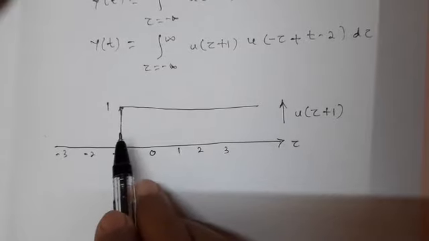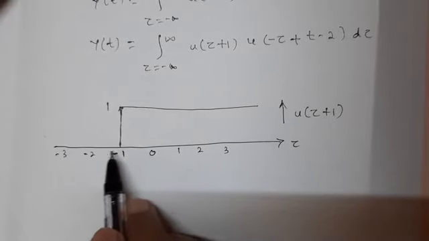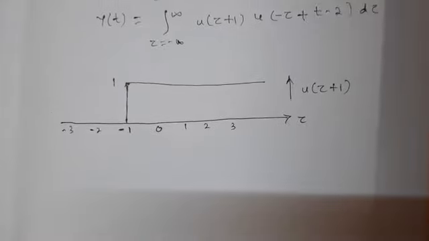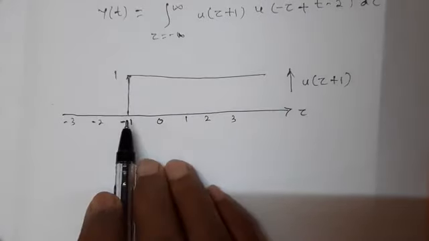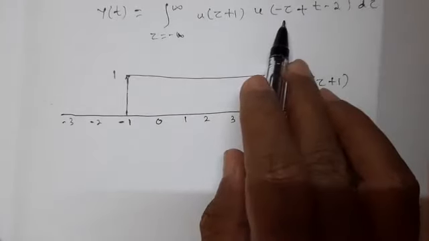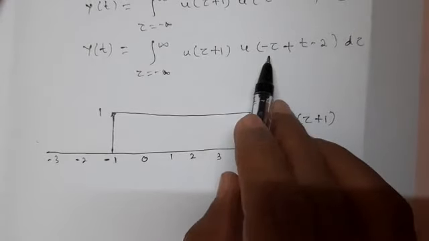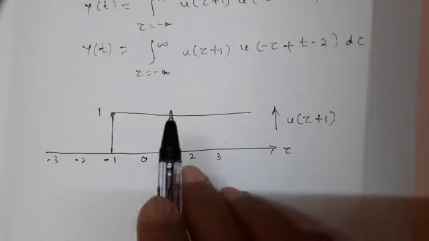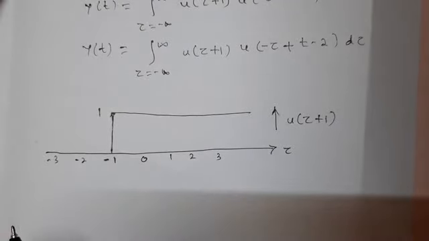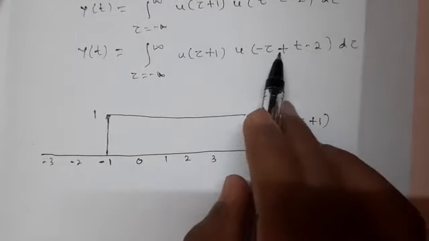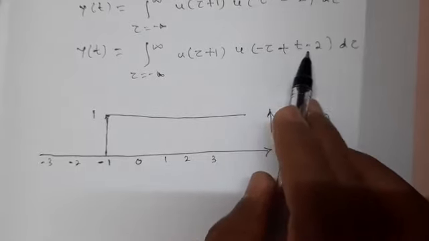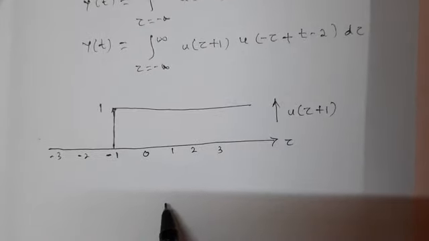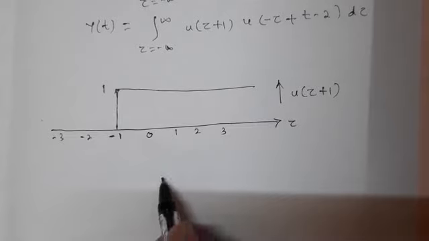So since it is tau plus 1, it is shifted towards left. Okay, now u of tau plus 1, and u of minus tau. U of minus tau means the reflected version of u of tau, which starts at 0 but extends towards the left side, shifted by what? U of minus tau shifted by t minus 2.